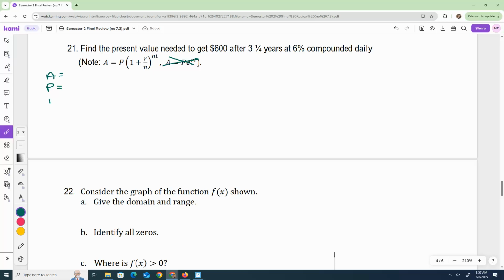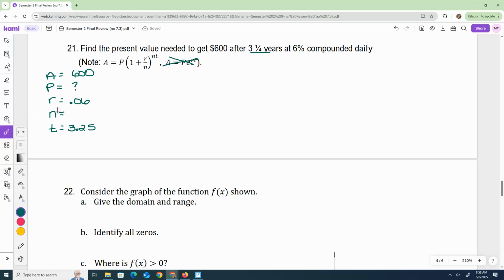P, R, N, and T. It says find the present value. P is principal or present value. It's an amount right now, so we don't know that. To get 600, so my ending amount is 600. After 3 1/4 years, so my time has to be in years, 3 1/4 would be 3.25. 6%, so the rate is 0.06.